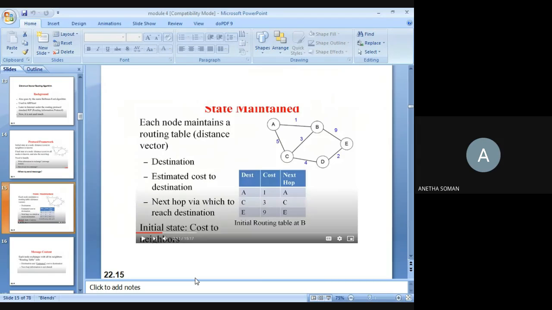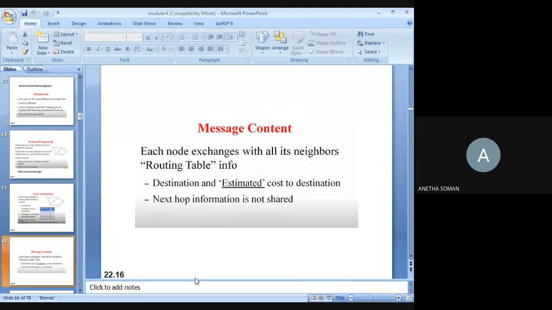When the number of nodes is increasing, the calculation is a bit difficult. So what is required is an efficient algorithm to calculate the optimized path. In distance vector, the initial thing is you have to create the initial routing table at each node. Now, what is the next thing?